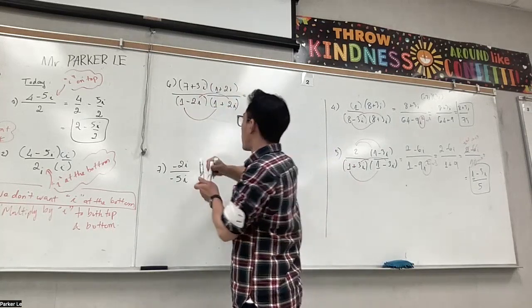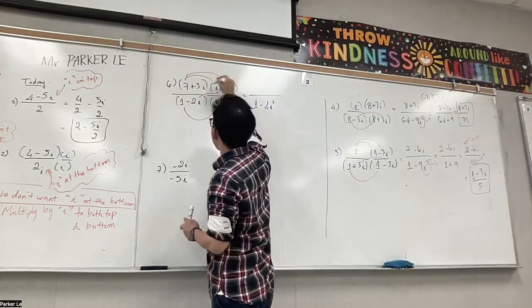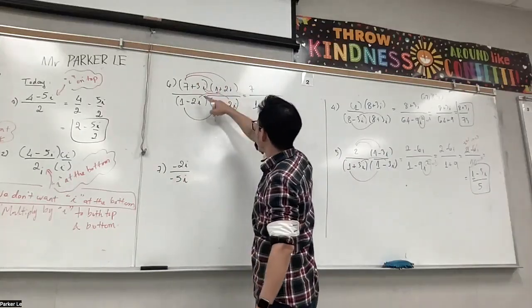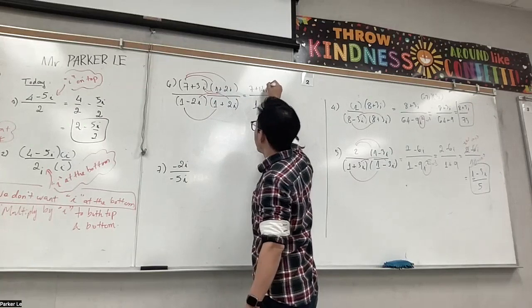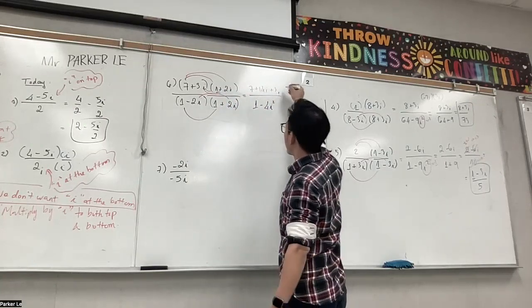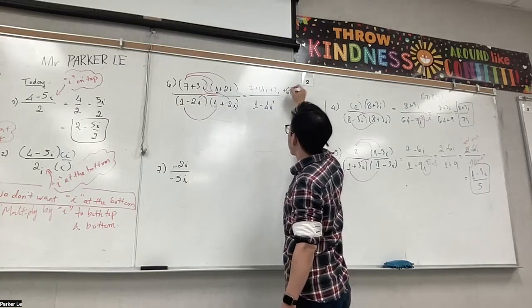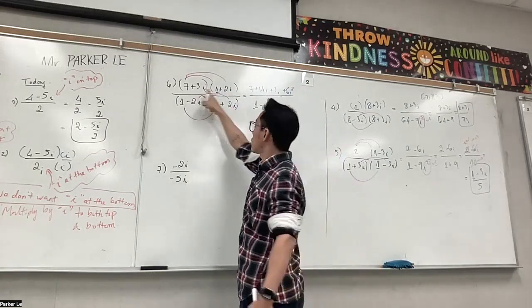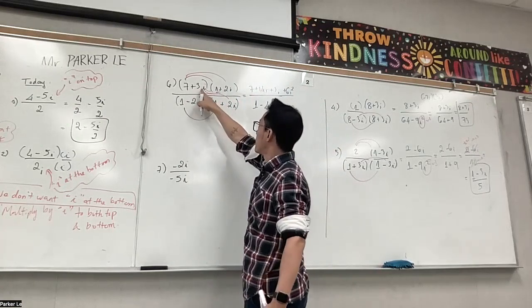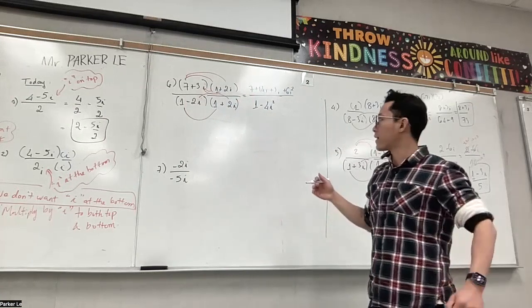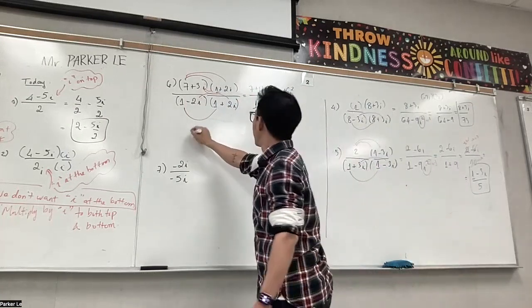Okay, now the top. The top, you need to do FOIL. There's only one way, just need to do FOIL. Okay, 7 times 1 is 7, 7 times 2i is 14i, 3i times 1 is 3i, 3i times 2i is 6i squared. I just multiply every single pair, okay? This to this, this to that, and then this number to this number. I just multiply every single pair. There's nothing fancy.